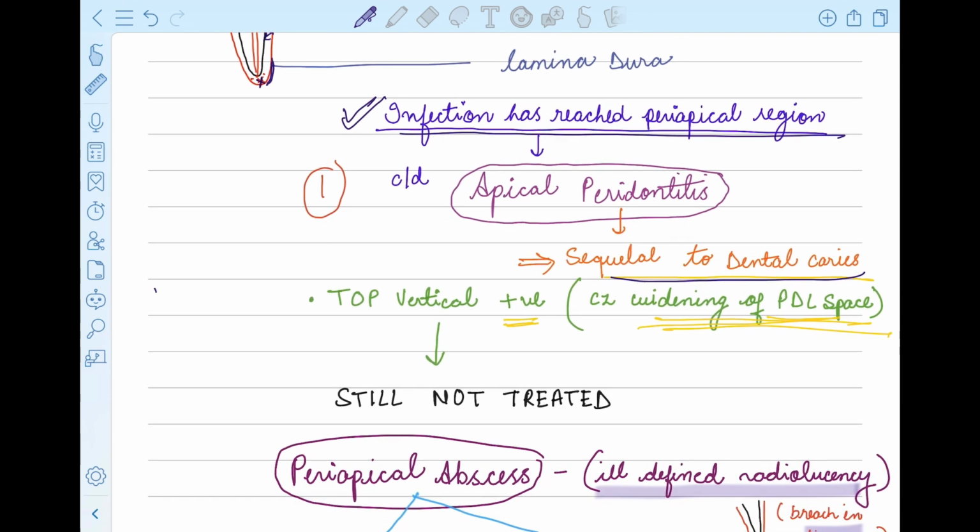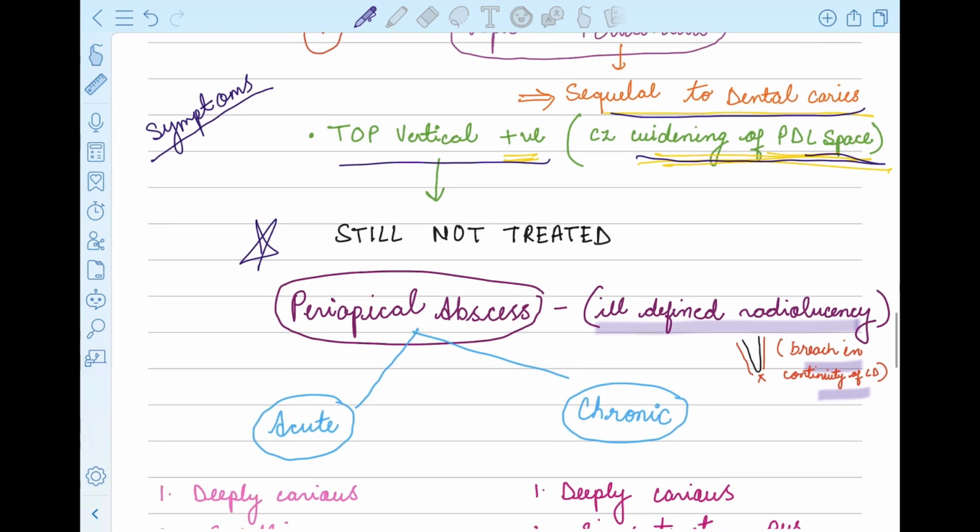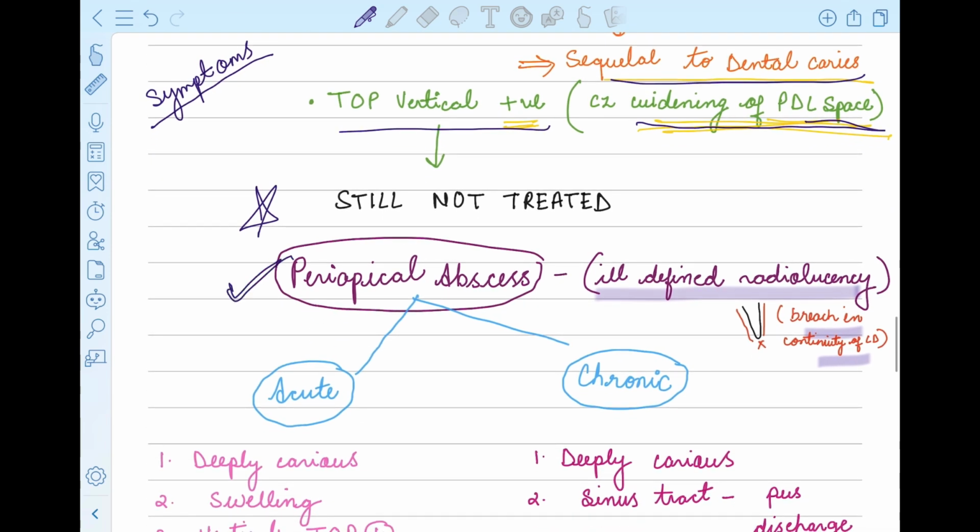Now let's understand what will be the symptoms of apical periodontitis. In case of it, the vertical TOP will be positive. Why? Because of widening of the periodontal space. And if it is still not treated till here, it will lead to periapical abscess.